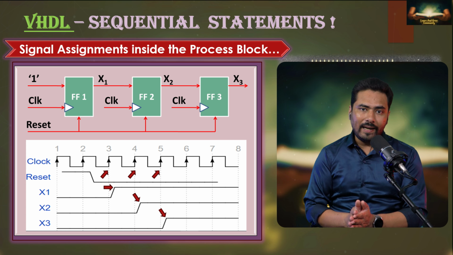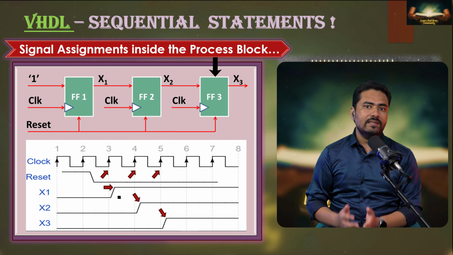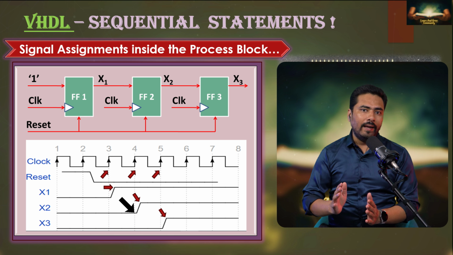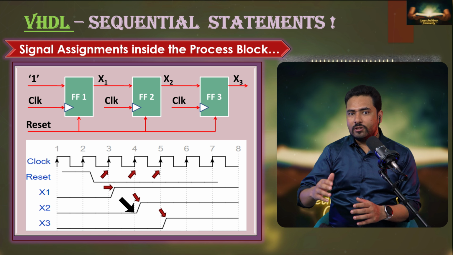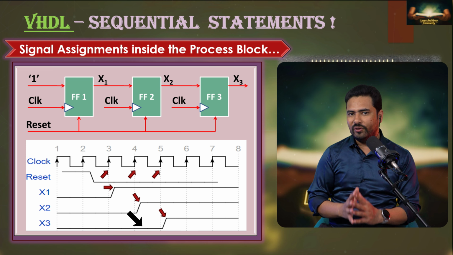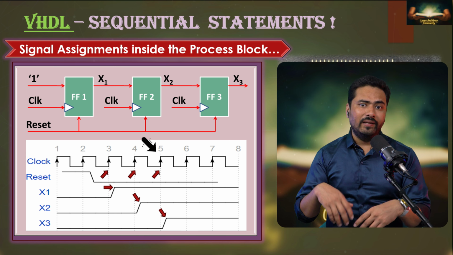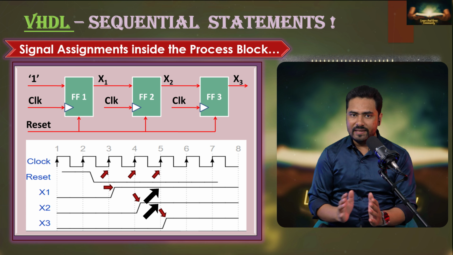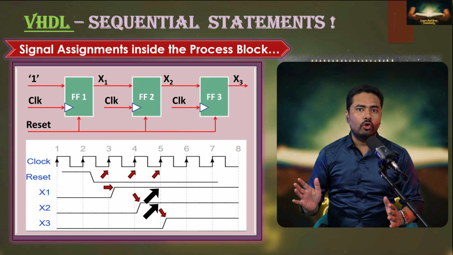But on the fourth edge, FF3 still sees a logical 0 at its input because X2 has not yet changed at this clock cycle. So FF3 remains 0 during the fourth clock cycle as well. Now let's look at clock cycle 5. So X1 and X2 will remain at logical 1 during the fifth clock cycle.